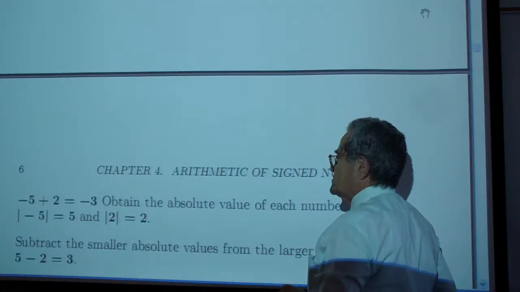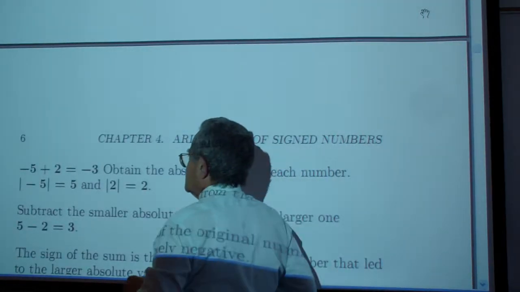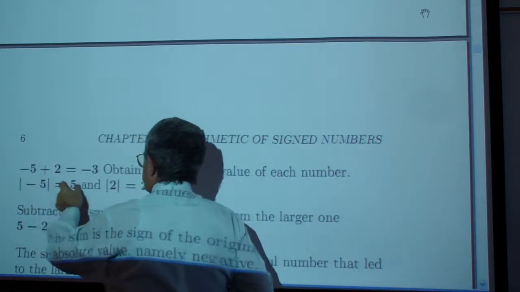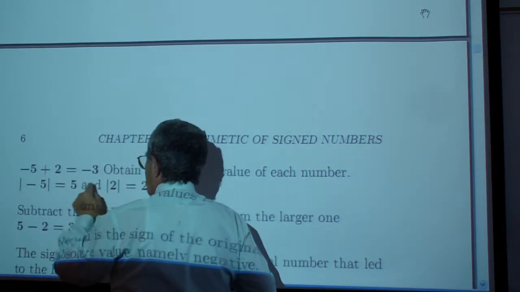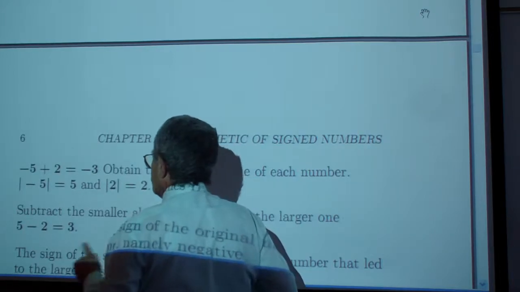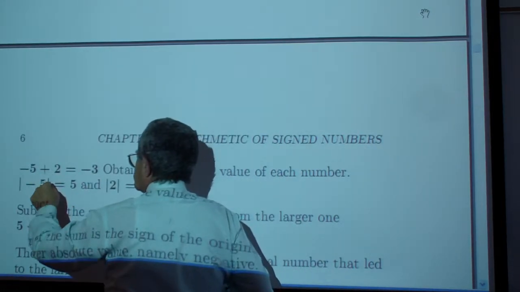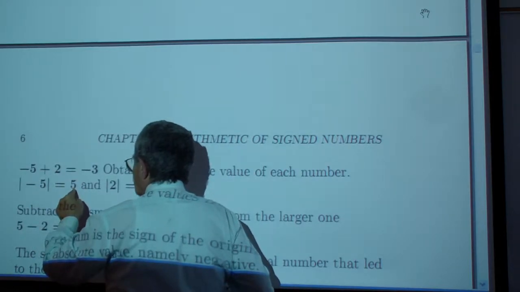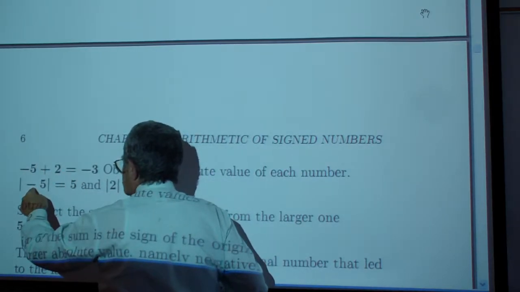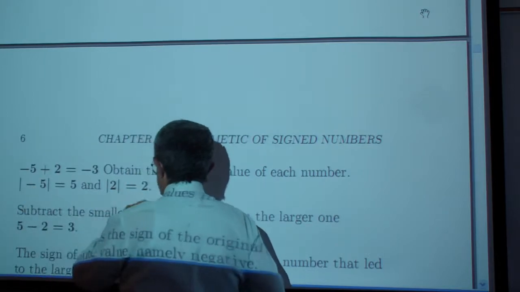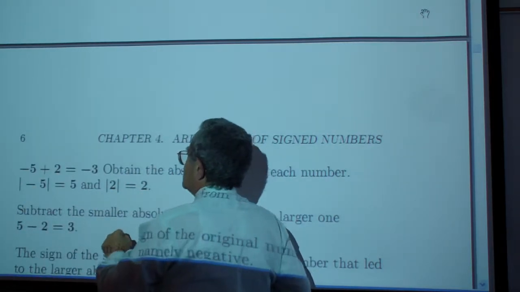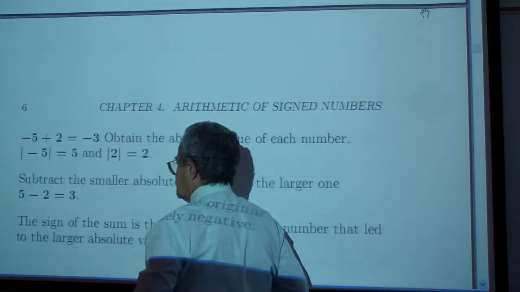To add two numbers of opposite signs, you take the absolute value of each, like 5 and 2. You subtract the lower absolute value from the larger absolute value, which gives you a 3. The sign of the result is the sign of the larger absolute value before you took the absolute value. That was -5, so negative in this particular case, -3.